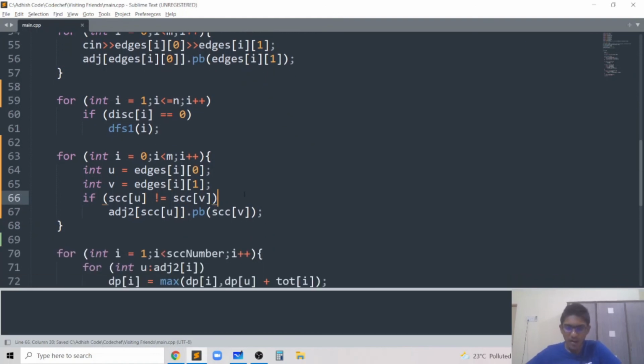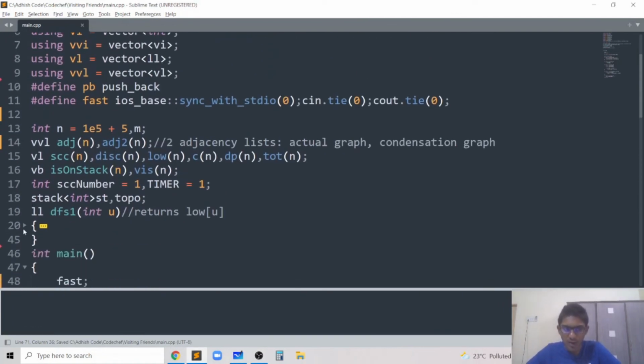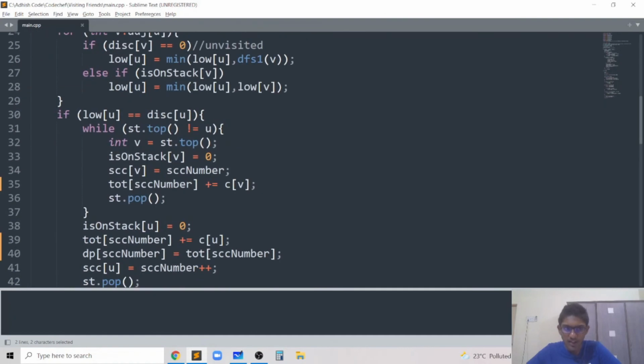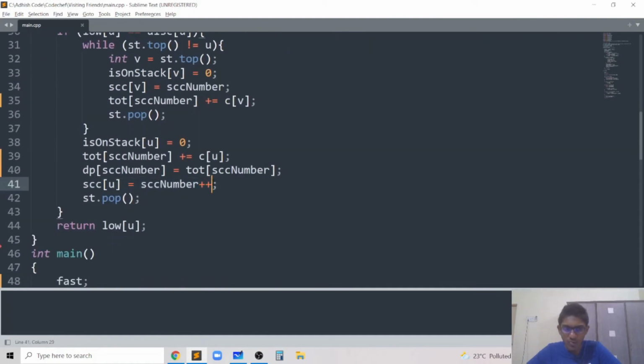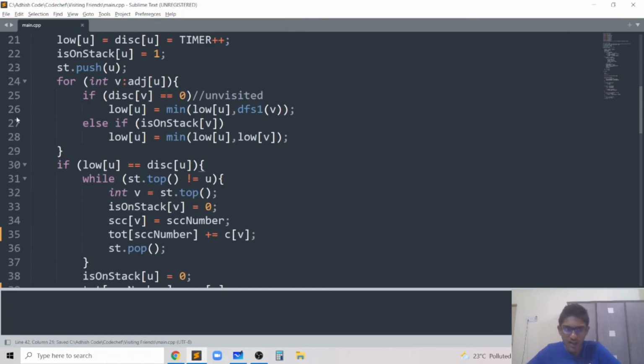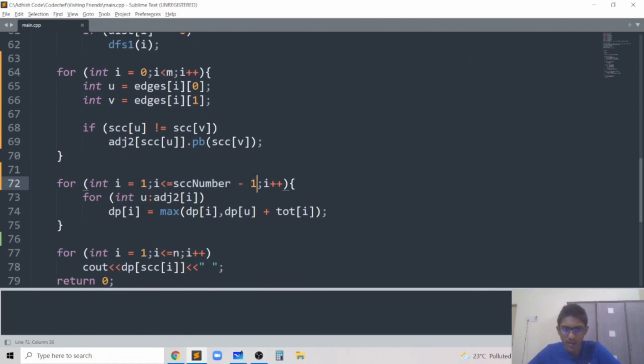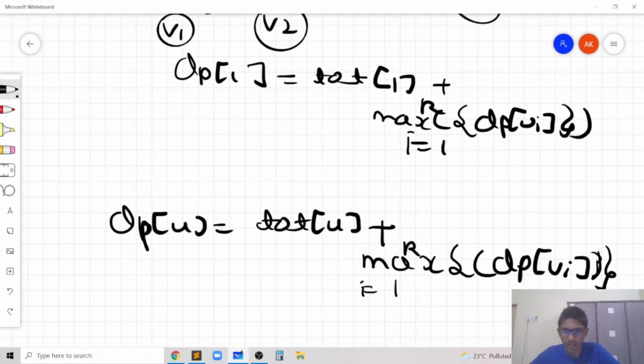And then I basically do the DP. For the dynamic programming, for all i going from 1 to SCC number minus 1, because SCC number will be increased by 1 after we find the last SCC, so the last SCC number won't actually exist. That's why we go till SCC number minus 1. Then we compute dp of i to be max of dp of i, comma dp of u plus tot of i, as I just mentioned in the recurrence.